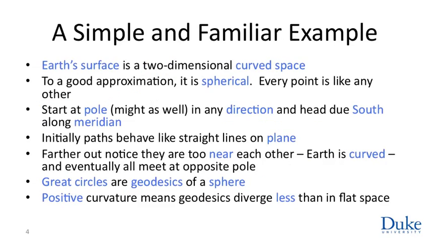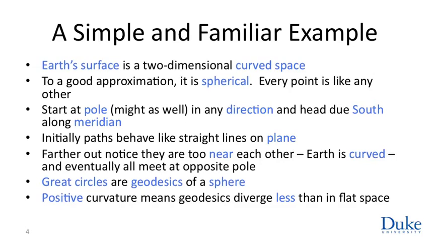The example is, let's think about Earth's surface. It's a two-dimensional surface. We live on a surface, and it's a curved space. The surface of a sphere is not flat. Try to wrap a piece of paper around a ball, or make a two-dimensional map of the Earth on a flat piece of paper, and you'll realize that the Earth is curved. To a good approximation, it's spherical. Spherical is special, and it makes some of the observations trivial.